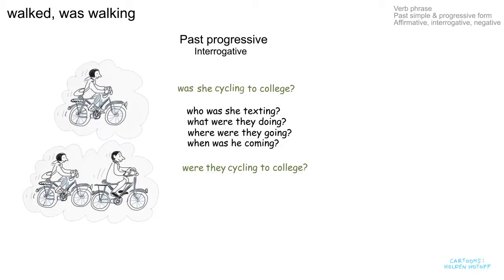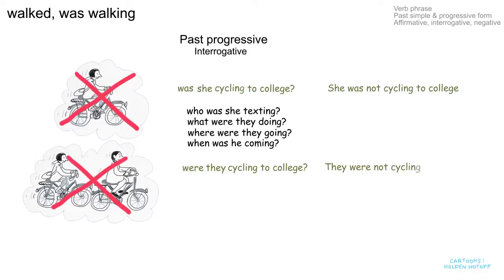Now, going back to the first two questions, the answer is no. So we take the sentences again. We put in not after the auxiliary verbs was or were, like this. She was not cycling to college. They were not cycling to college.